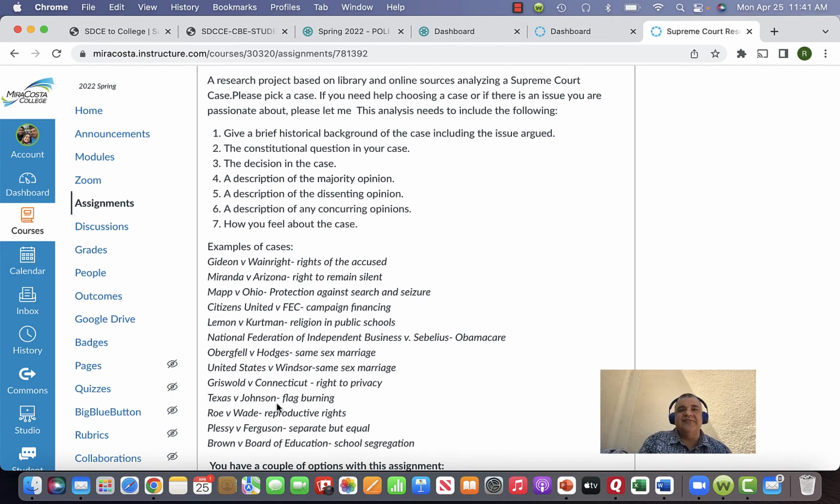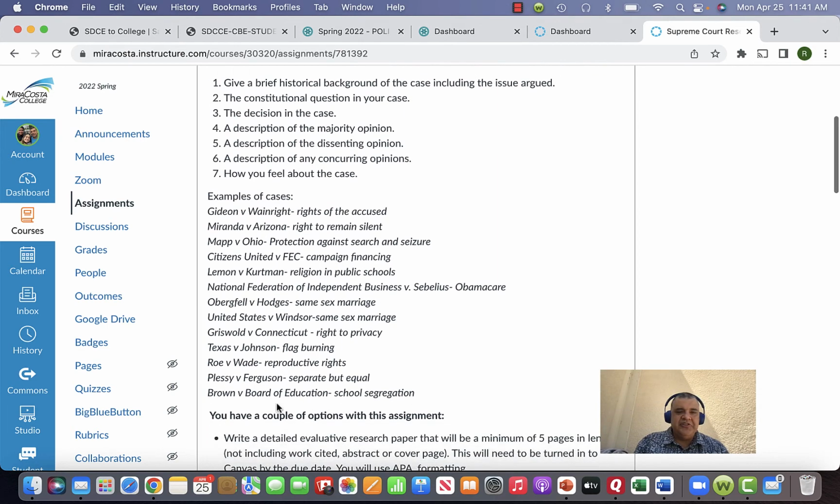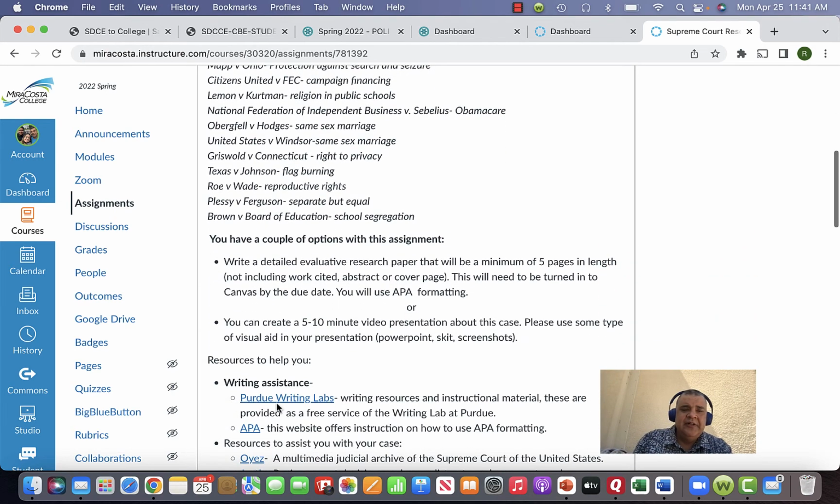Flag burning, Texas versus Johnson. Is it constitutionally protected to burn a flag? Roe versus Wade, which is reproductive rights. And Plessy versus Ferguson, which created the fact that you could have facilities that are separate between blacks and whites, but they had to be equal. And that was eventually overturned by Brown versus Board of Education. So you can choose any of these cases, and you're not limited to the cases that I have on here. You can use other cases that you want.